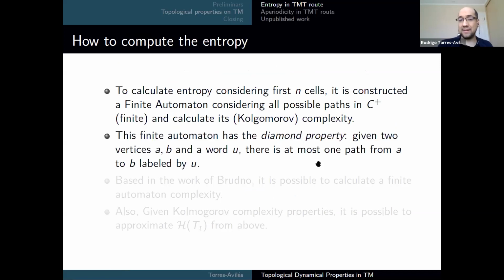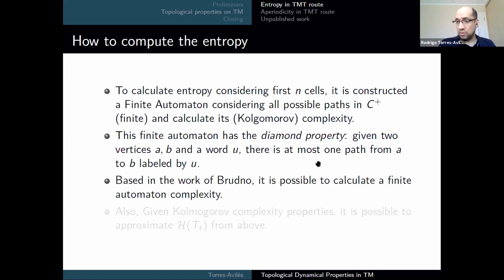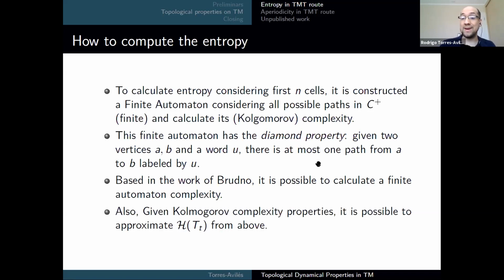And this finite automaton has, thanks to the previous configuration that is passed, the diamond property: given two vertices, in this case the states, and one word u of the alphabet, we can get from A to B with word u in at most one possible path. With that, Bruno showed that it's possible to calculate the complexity in this kind of finite automaton, and then it is possible to approximate the entropy of the TMT from above.